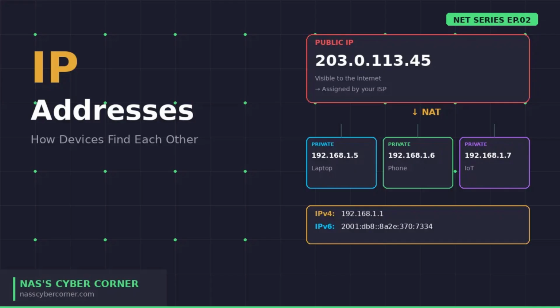Next up, the actual hardware. Routers, switches, firewalls. What each one does, how are they different, and why does it matter for security?